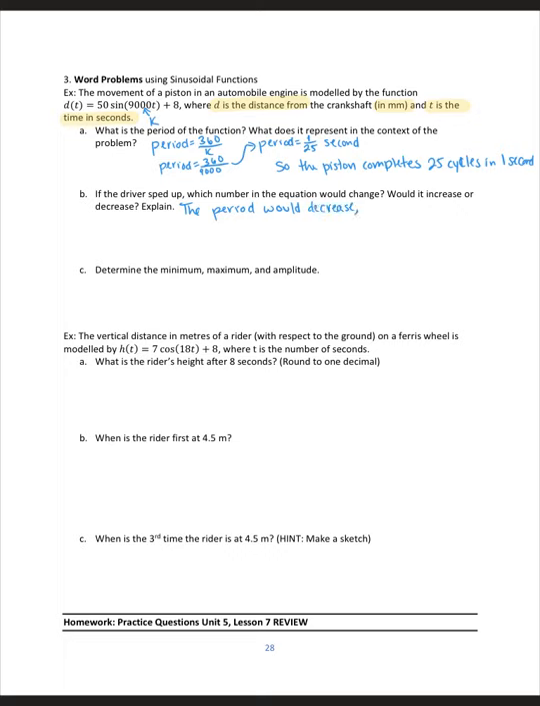So in order for the period to decrease, remember the period is affected by that K value. So if the period is decreasing, that means that fraction of 360 divided by K is getting smaller. And the only way to make that fraction smaller is to make our denominator bigger. So that means the K value is going to increase, because if you divide 360 by a larger number, the fraction would decrease.